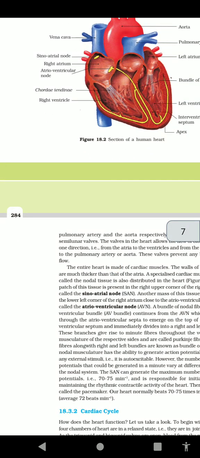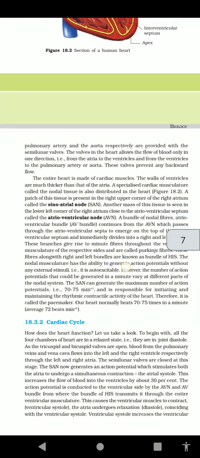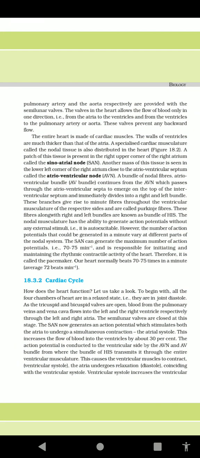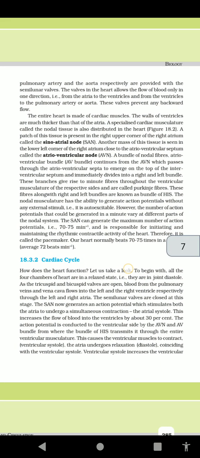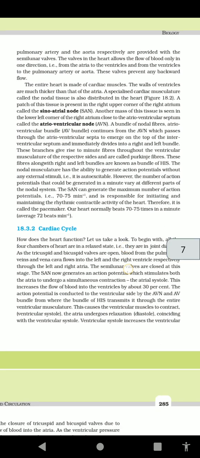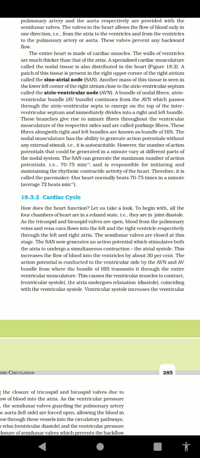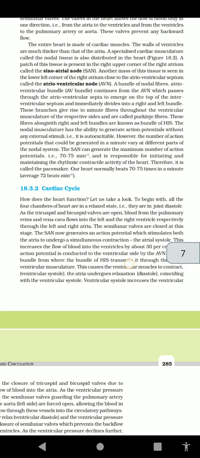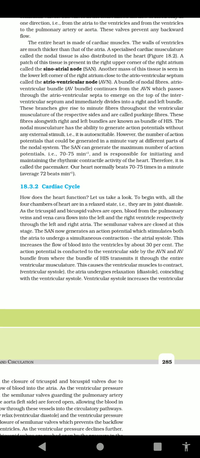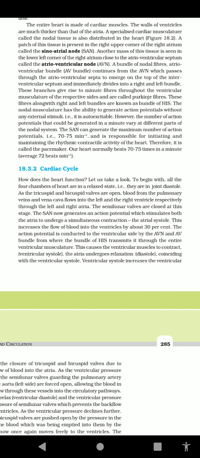The openings of the right and left ventricles into the pulmonary artery and the aorta respectively are provided with semilunar valves. The valves in the heart allow the flow of blood only in one direction, from the atria to the ventricles and from the ventricles to the pulmonary artery or aorta. These valves prevent any backward flow. The entire heart is made up of cardiac muscles. The walls of the ventricles are much thicker than that of the atria.